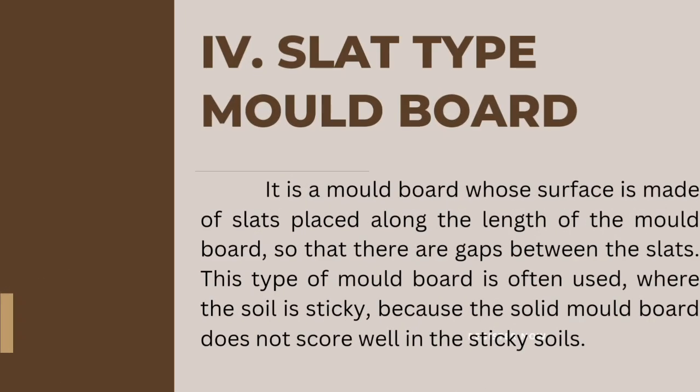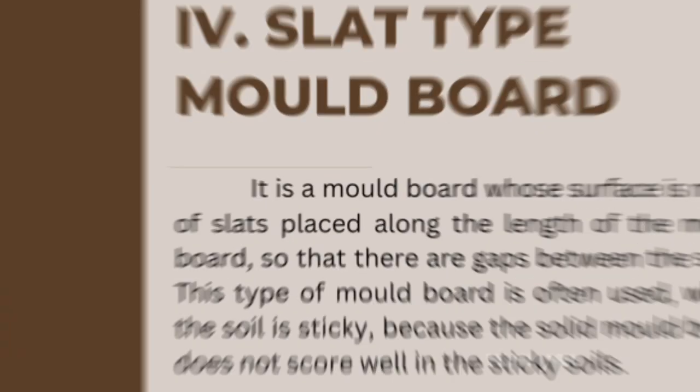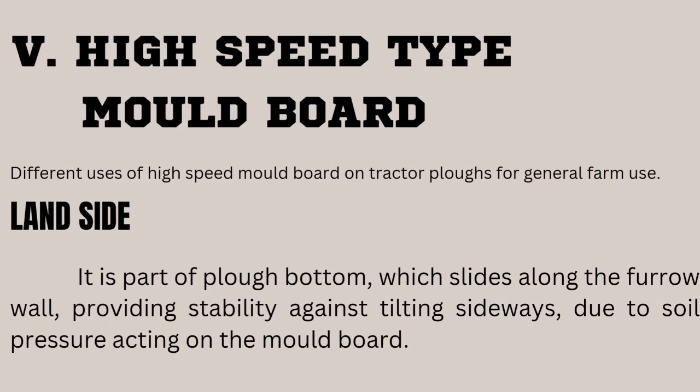Slat-type moldboard. It is a moldboard whose surface is made of slats placed along the length of the moldboard so that there are gaps between the slats. This type of moldboard is often used where the soil is sticky because the solid moldboard does not scour well in sticky soils. High-speed type moldboard. It is used on tractor plows for general farm use.